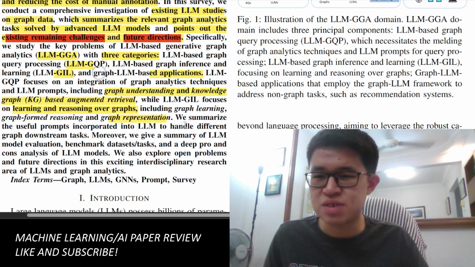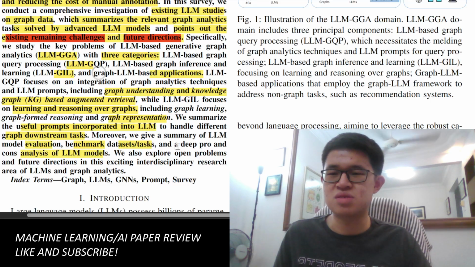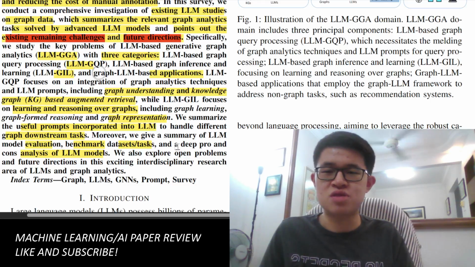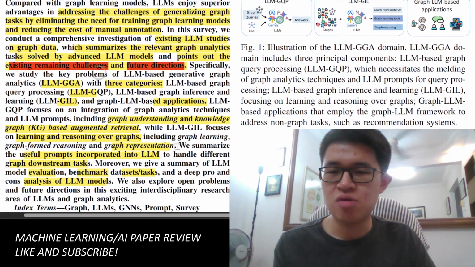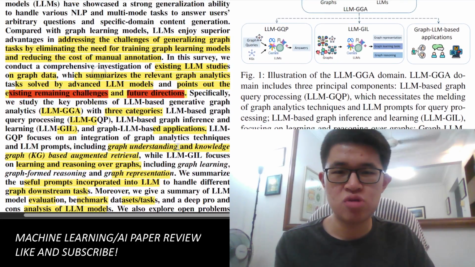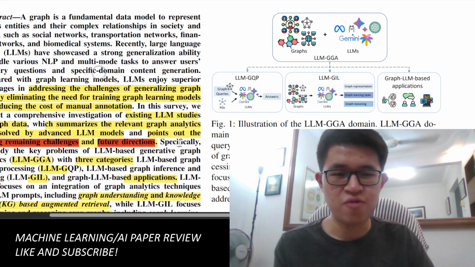They summarize the most useful prompts incorporated into LLMs to handle different graph tasks. They also give a summary of LLM model evaluation, benchmark datasets or tasks, and a deep pros and cons analysis of the LLM models, and it also discusses some future work that needs to be done in this area. Obviously they are going to go through each of these things one by one. So let's take a look at this figure right here.